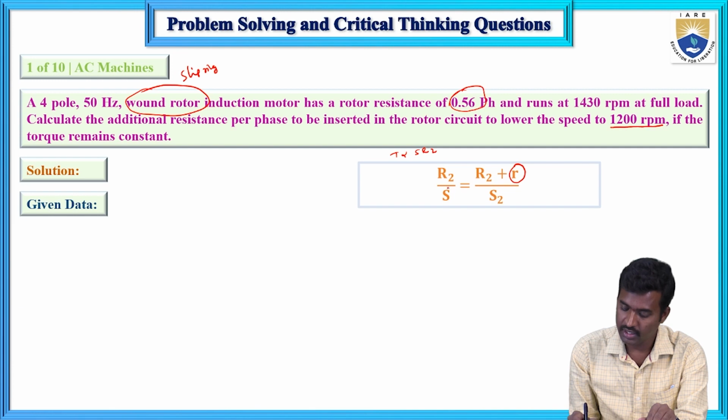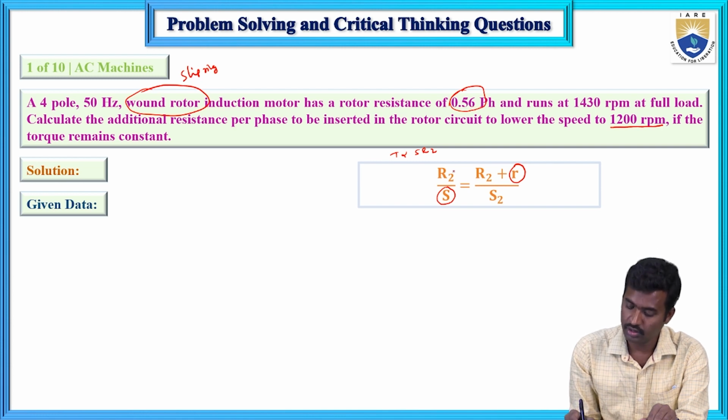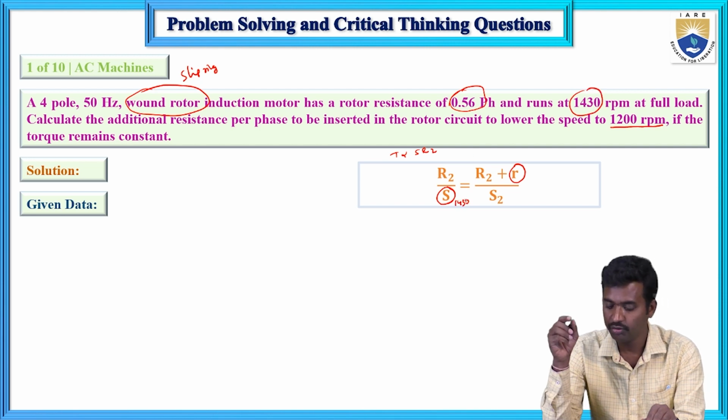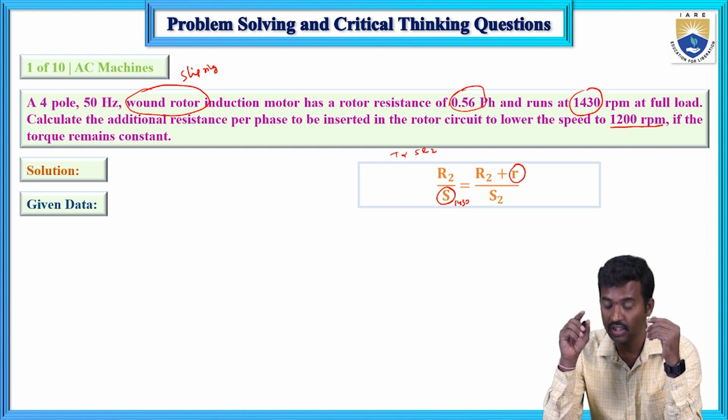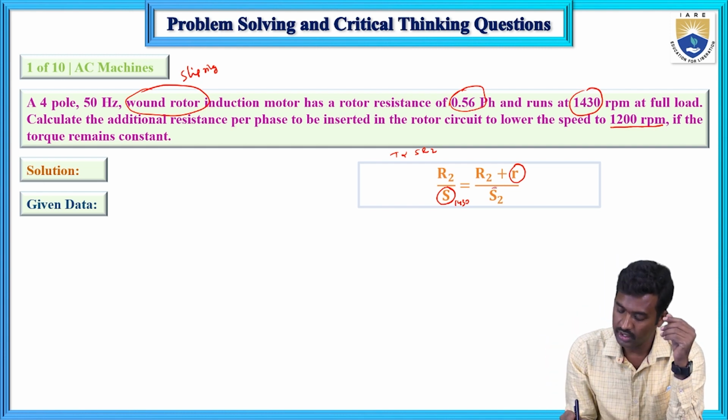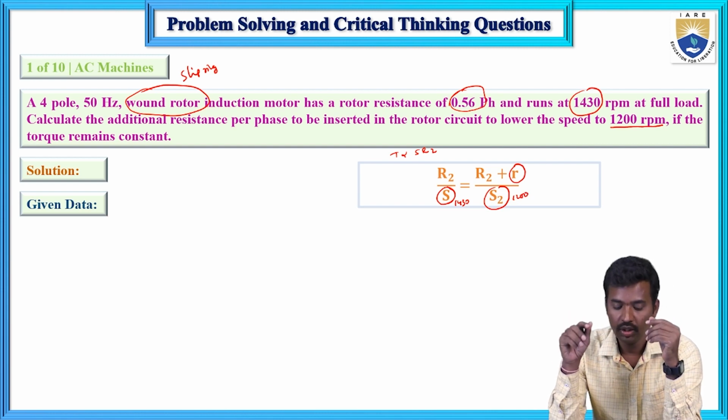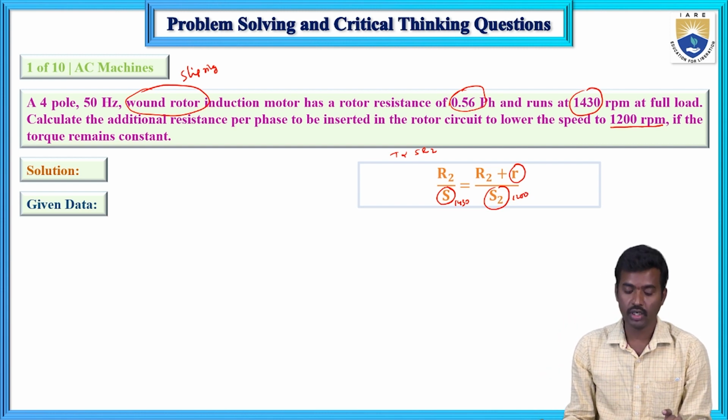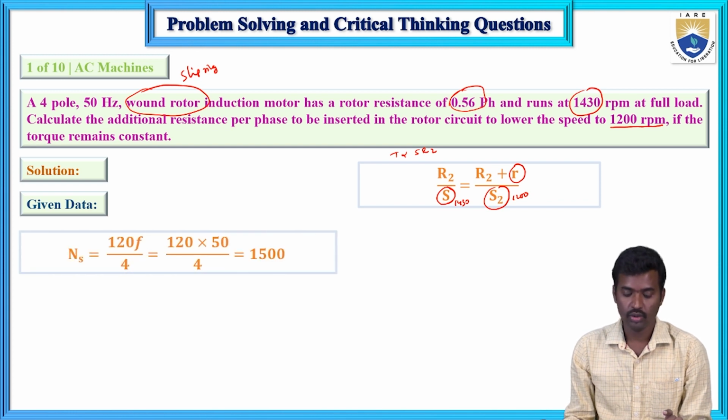So R2 by S: at the initial stage R2 is 0.56 ohm, and at that condition the slip is at 1430 rpm. After that, if you insert some resistance in series with the rotor circuit, the slip is at 1200 rpm. So slip 1 and slip 2. Now, how will you calculate the slip value?